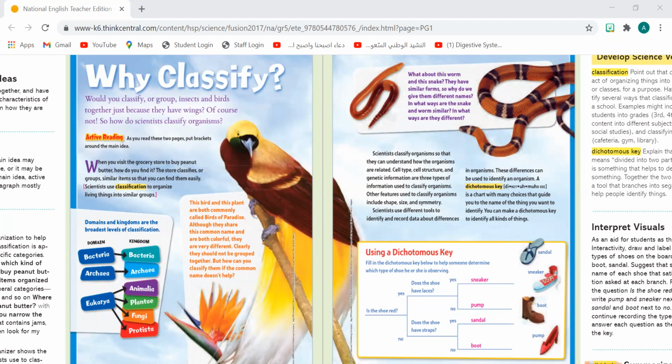Even for types, you can sort and classify more things. Now, can you find the word classification and let's underline the meaning of classification.